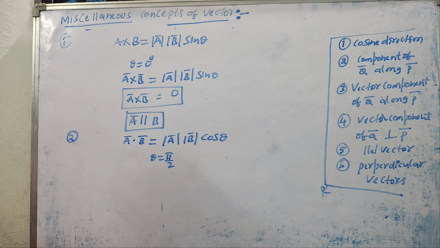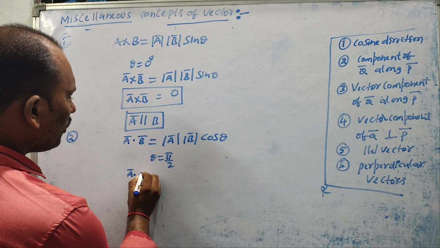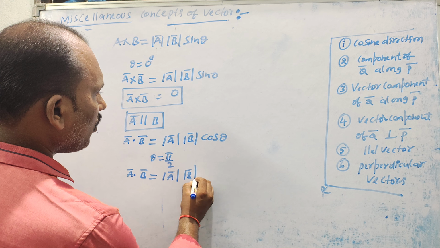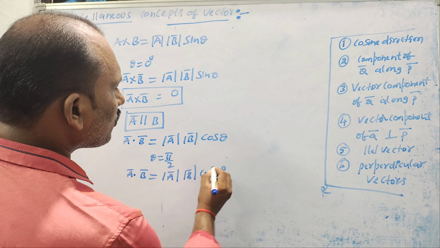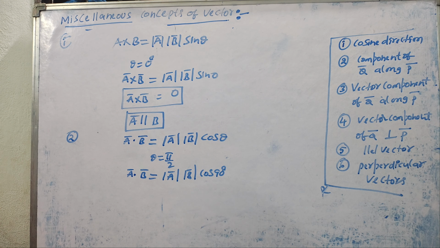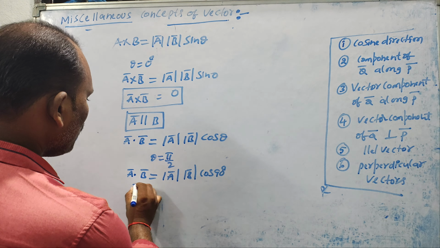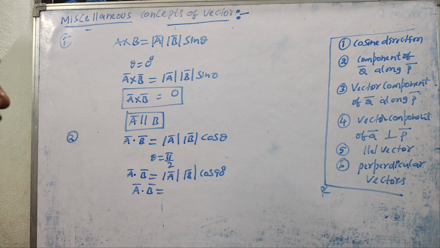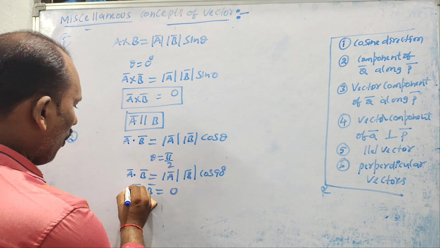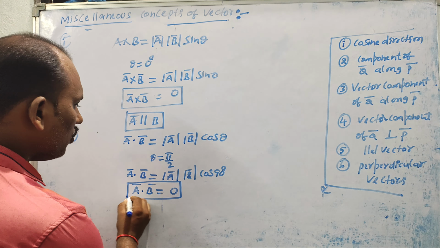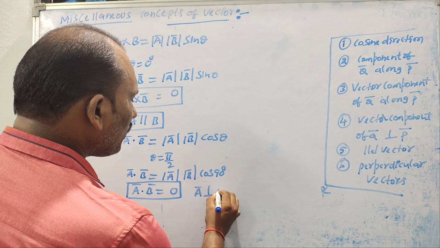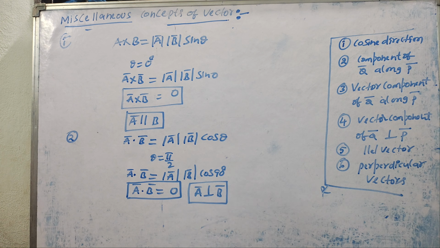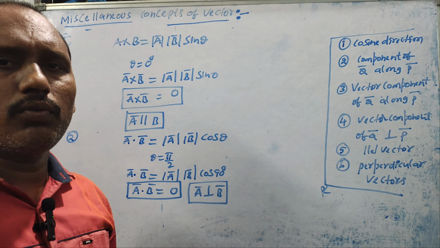Now I am substituting into these equations. a bar dot b bar is equal to modulus of a bar, modulus of b bar cos 90 degrees. So pi by 2 means 90 degrees. Now what will happen here? a bar dot b bar is equal to, cos 90 means how much? 0. So this becomes 0. When the dot product becomes 0, a bar is perpendicular to b bar. Keep in mind, very important.